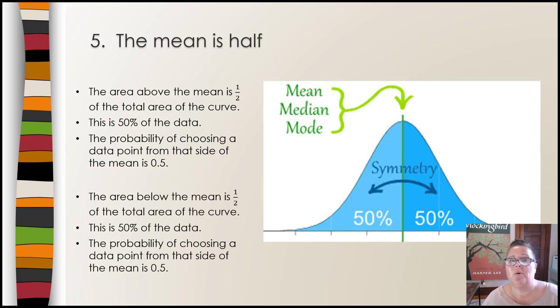The probability of choosing a point in the bottom half is 0.5. The probability of choosing a data point in the upper half is 0.5. So the probability of choosing a data point in either area is 1/2.